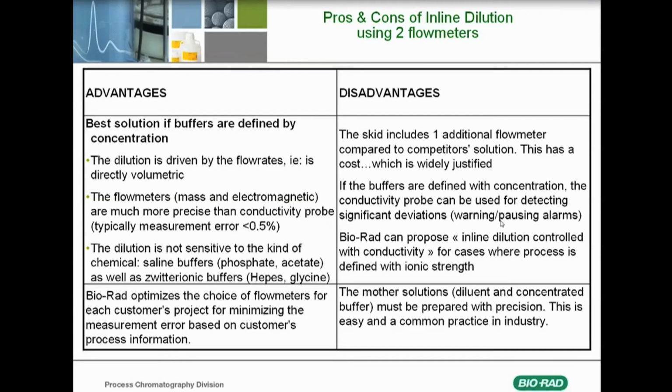If the buffers are defined with ionic strength, we can still control, if necessary, the dilution by conductivity. But if the buffers are defined by concentration, the conductivity probe will still be used for detecting significant deviation. For example, making warning or pausing alarms if we are running out of lines. And what could explain that is that the mother solution is not conform to what is expected, because the skid is just going to make inline dilution. It is not going to change the dilution ratio unless you ask for conductivity compensation, which is a possibility. And so the critical point is to prepare a precise mother solution. But it's normal practice in the pharmaceutical industry, so there is no real concern with this.